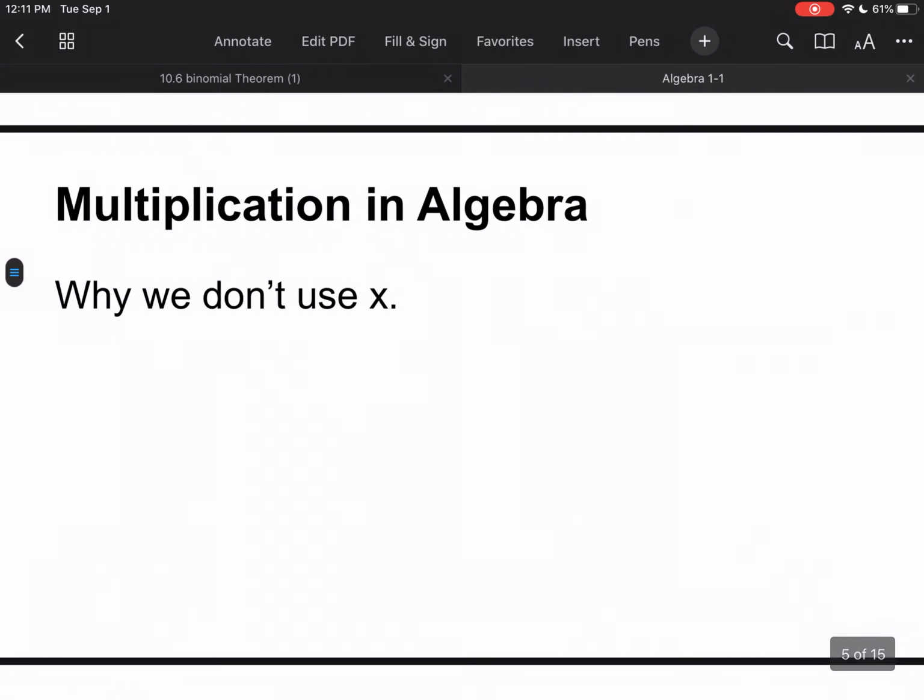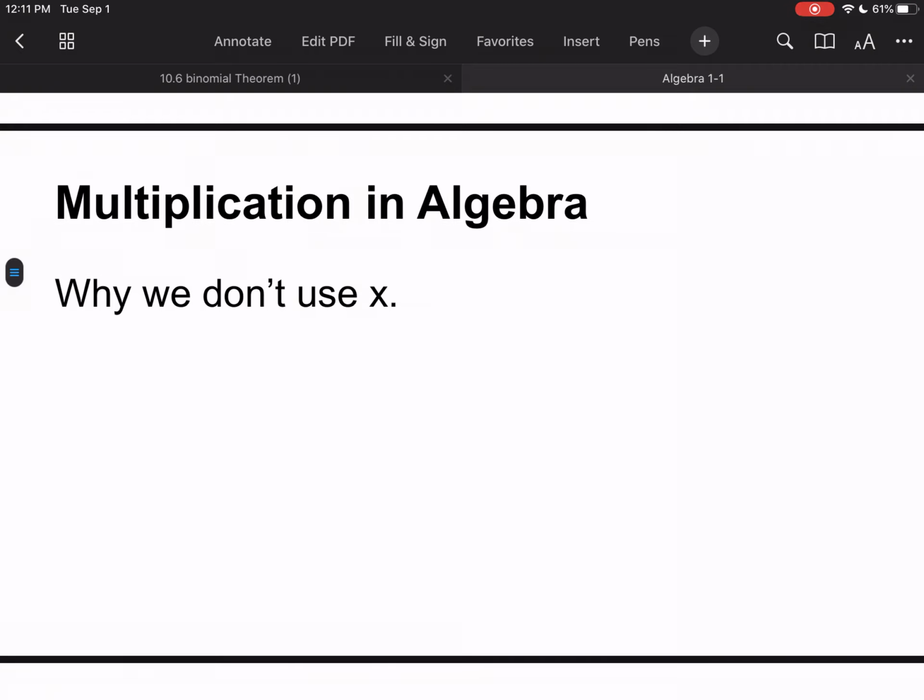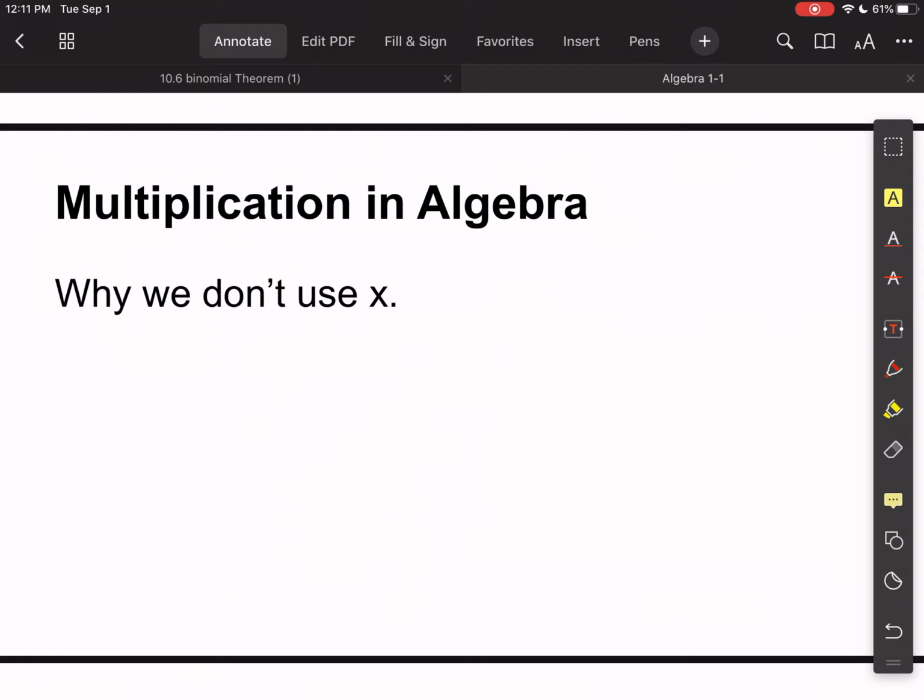If you paid attention to the video that I showed the other day, you would understand why we don't use x. It would be very weird if we were to do something that looks like this. If I wanted to say 5 times x, for instance, that just doesn't look right. We don't use x as a times sign because x is a popular variable within algebra, so it could be very confusing.